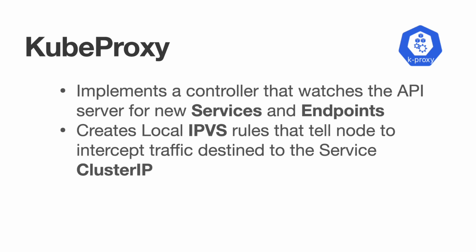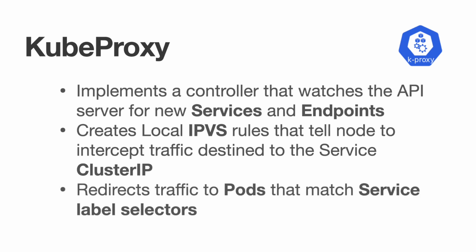Now I'm going to leave a link where you can go and learn more about this, because this is more on the network side of things. Under the description of this video, you can find a link to a page that teaches you more about IPVS. Then what it does is redirect traffic to pods that match the service label selector. And to be honest, this is the main role of kube proxy.